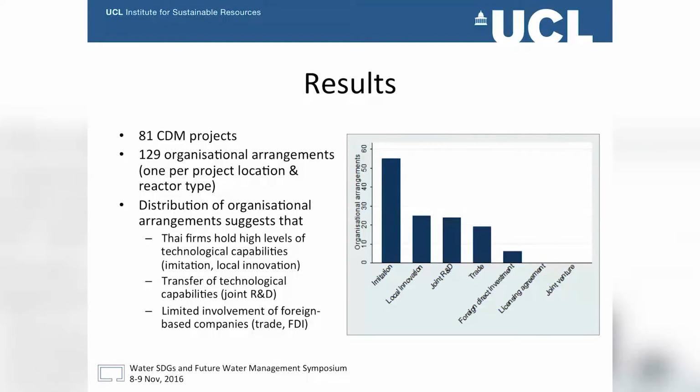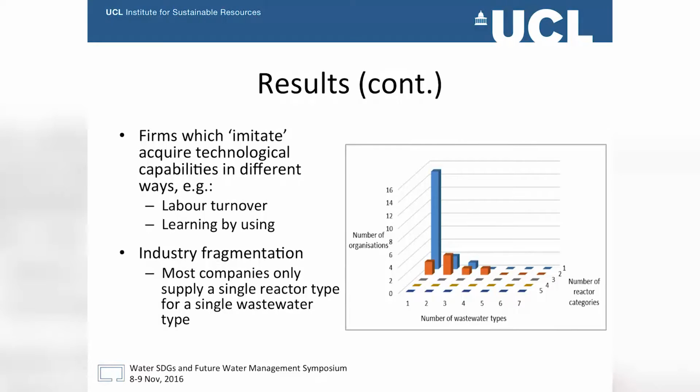So when looking up this micro-level information on all these projects, I found some additional insights about these companies, which I thought would be worth sharing here. So first of all, you've seen that the imitation category was quite prevalent. And that actually groups together many different types of processes that go on in terms of technology transfer.